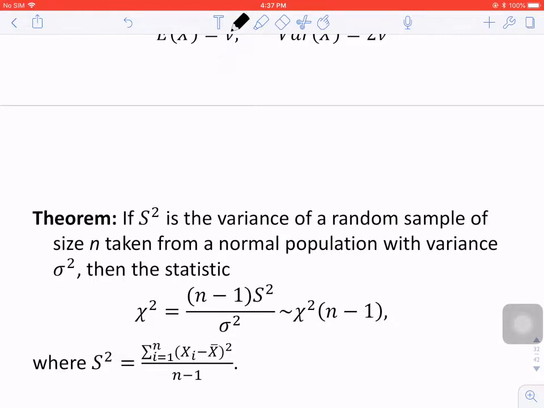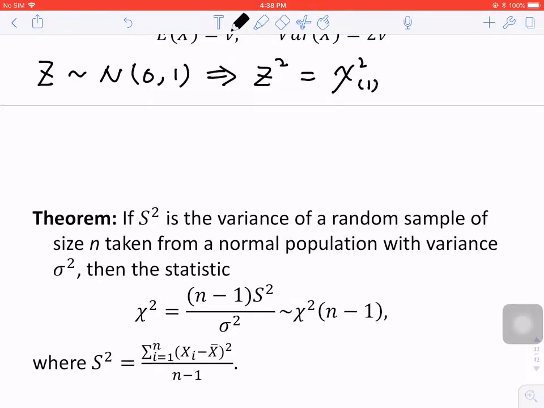We all know what a z random variable is. A z random variable is a standard normal random variable: its expectation is equal to 0 and its variance is equal to 1. If I square this standard normal random variable, z squared, I let this be a new random variable. We call this chi-square distribution with degrees of freedom equal to 1. I will explain the exact definition of degrees of freedom later.